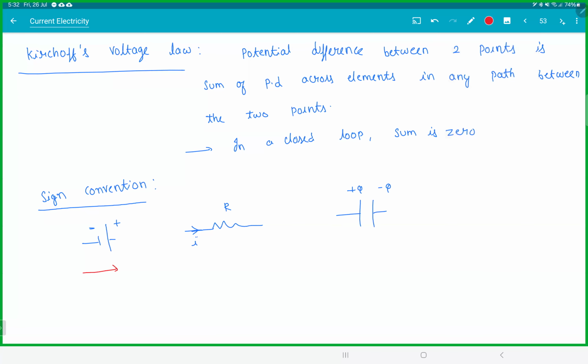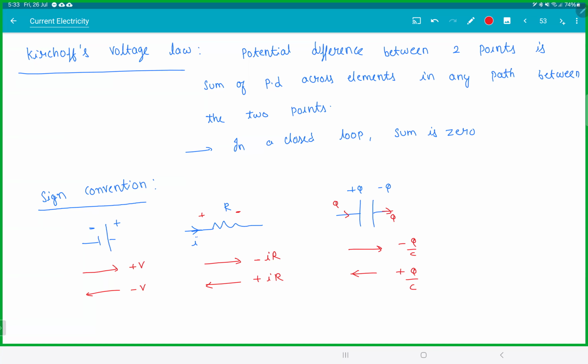If you go with the current, potential drops, -IR. If you go opposite to the current flow, potential will rise. If you go from positive to negative plate, potential will drop. Again, flow of charge. If you go from negative to positive plate, it will rise. This is your convention. Convention is important. So we are keeping it pretty simple. When you go from higher to lower potential, it drops.